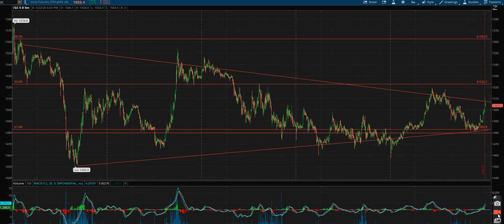So I'm going to have my trigger on my nuggets and J-nugs, but I've got to see how this forms out. I'd like to see a push above the 15, 18, 15, 20.